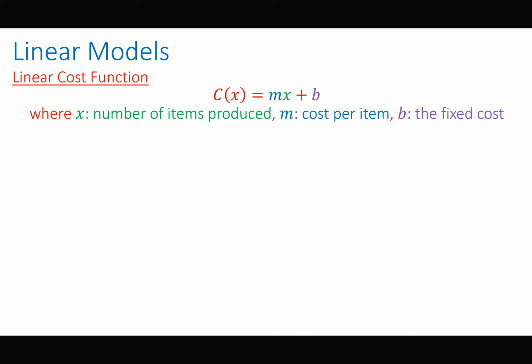And now talking about tangible things. So in this case, x represents the number of items produced. M is the cost per item, and B would be some sort of fixed cost. So we're going to work with word problems on these, and so we need to be able to identify, okay, this is the number of items, this is the cost per item, this is the fixed cost, and be able to put them back into our cost function.